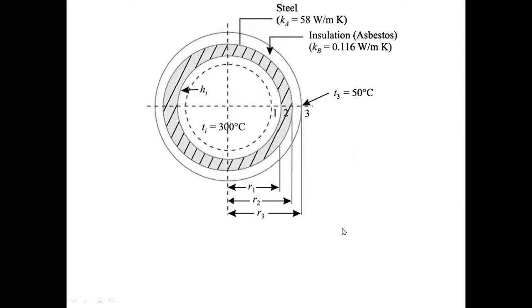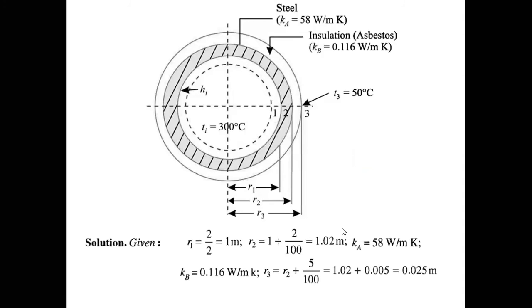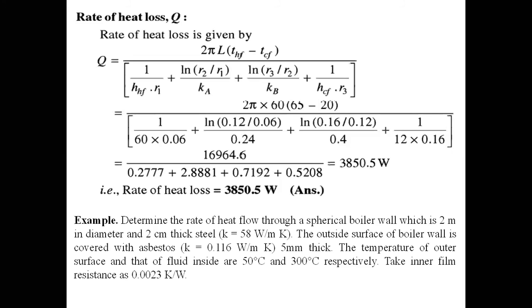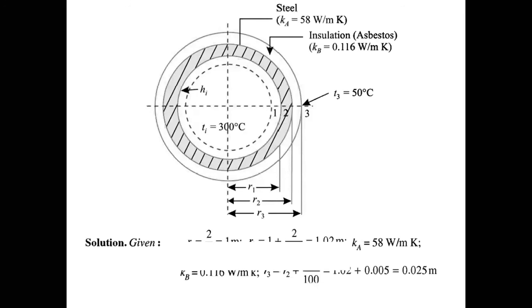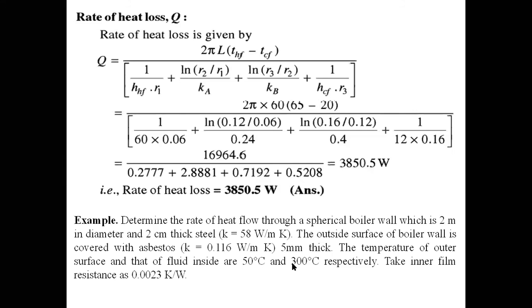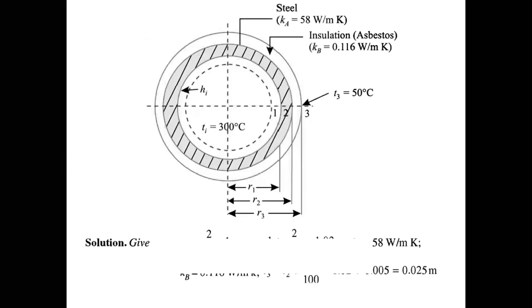So for this, what we'll do, first we find out R1. This is 2 meter diameter given and thickness is given, 2 centimeter. So from this we calculate the R2. And similarly the insulation thickness will be given, this is 5 millimeter thick. So from this we can calculate R1, R2 and R3. And Kb is given. K is for steel and Kb is for the insulation.